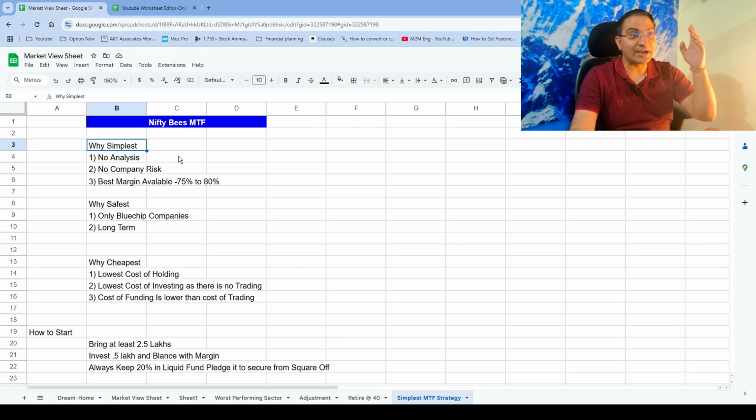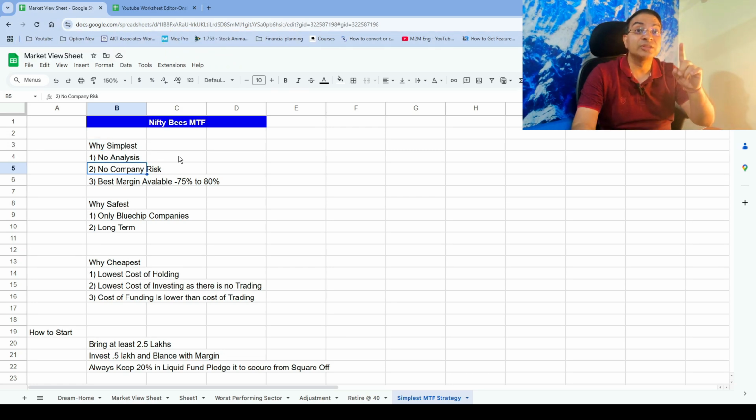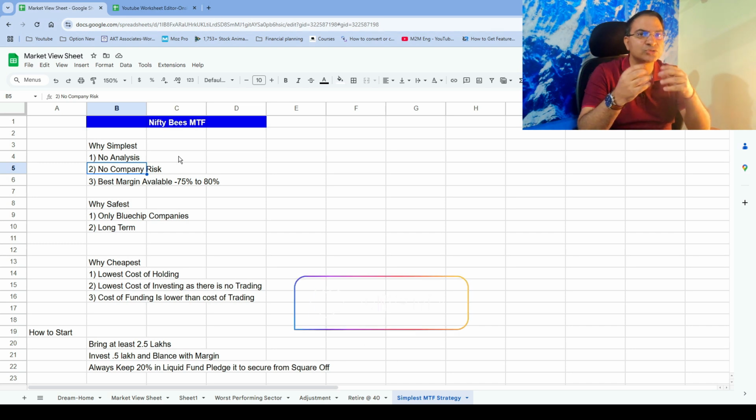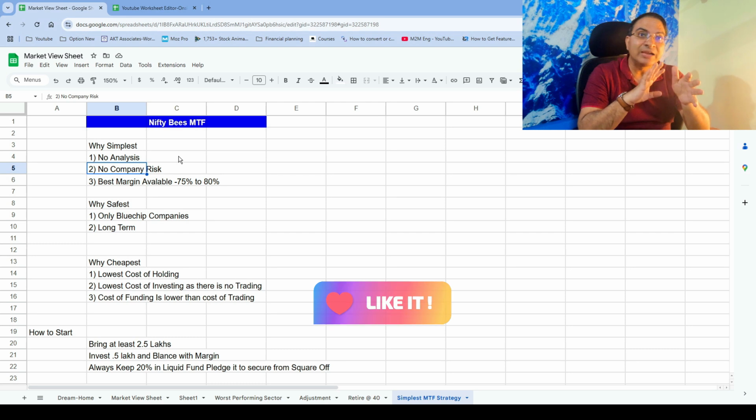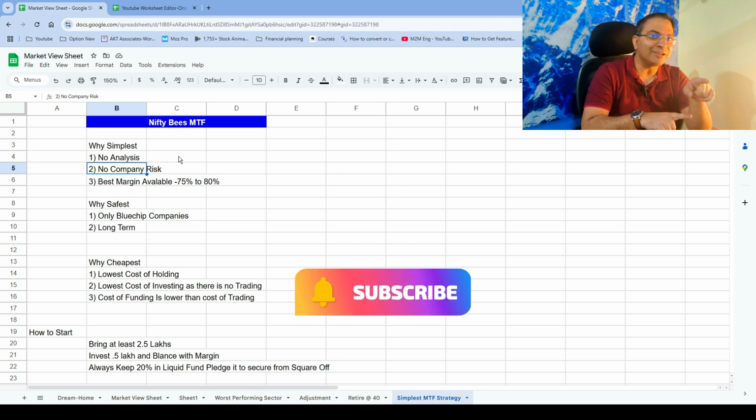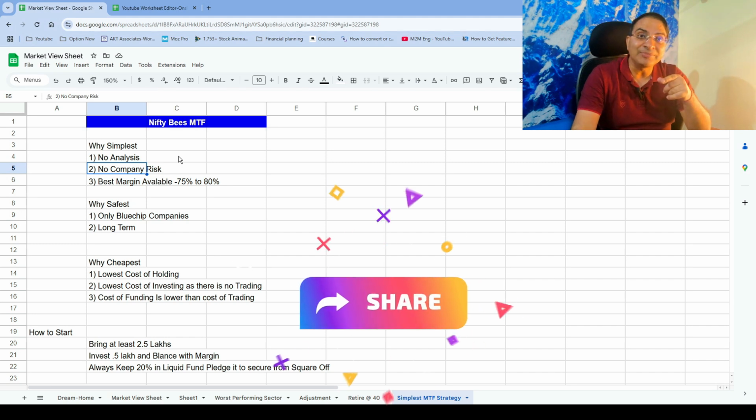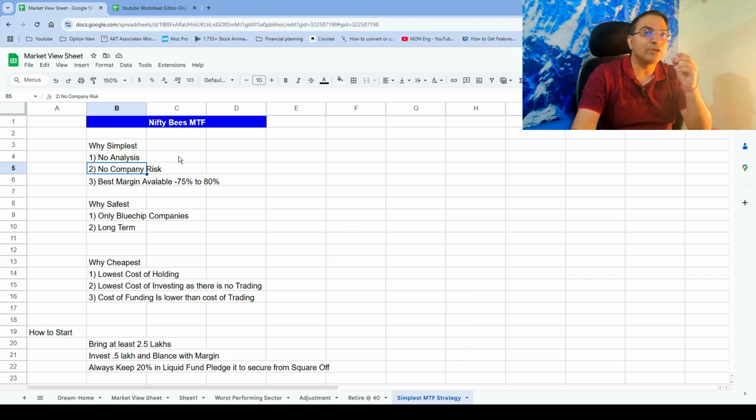Here, no analysis is required. The second important part is there is no company risk and no sector risk, because there are 50 companies. Suppose 2-3 companies don't perform, it will definitely not give you that much return as if all the companies perform, but at the same time it is not going to dampen the return. If you invest in just one or two stocks, there is a chance that the stock will not perform and you will not get the return, and on top of that, you have to pay interest. But here, out of 50 stocks which are leaders in their market segment, you can expect at least 30-40 to perform. 10 may not perform, but still you will get the average return, which is 14.6% for Nifty for the past, I think, 20 years.